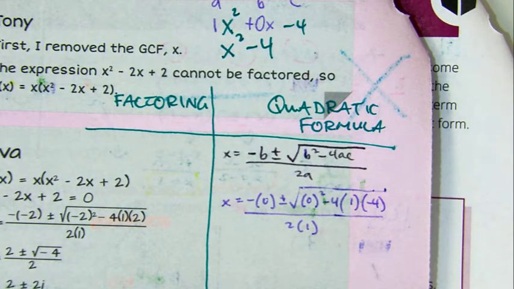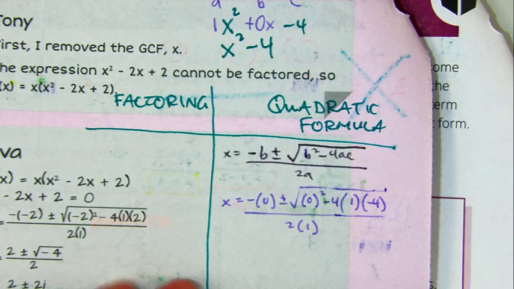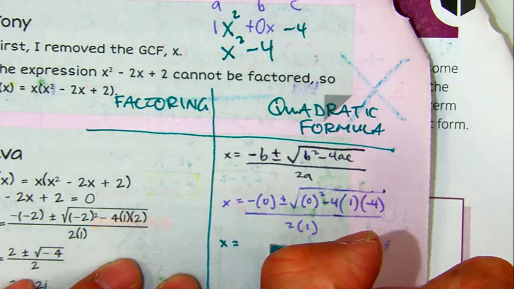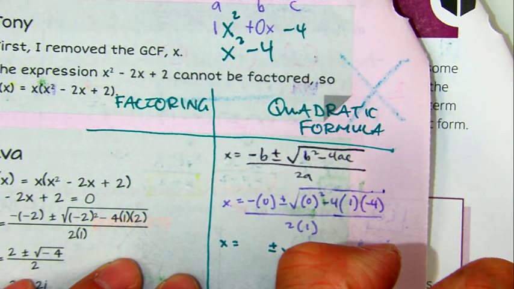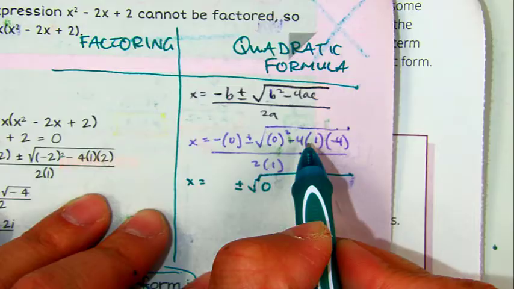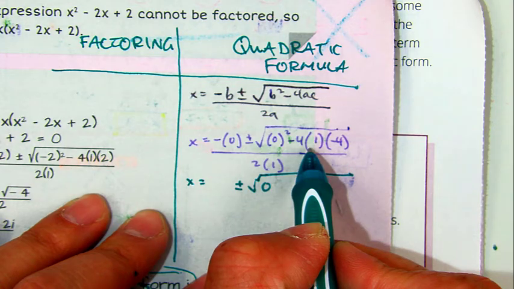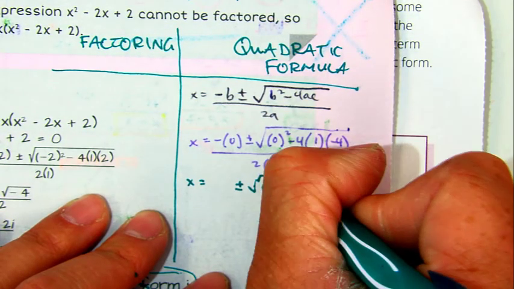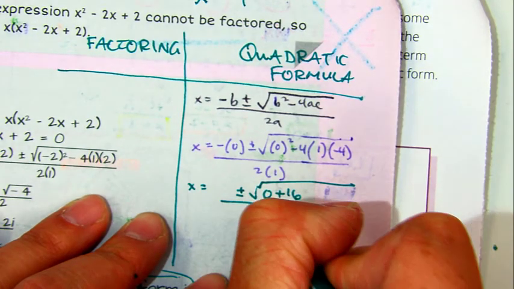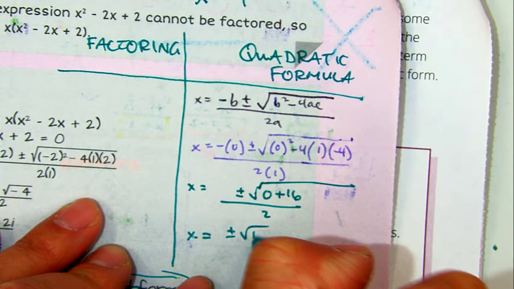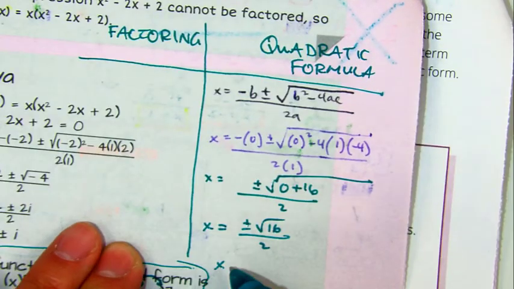Thank you, Alex. Camille, let's simplify this. Opposite of 0. And we don't have to even write 0, right? So I have plus or minus. 0 squared? 0. Negative 4 times 1? Negative 4. And negative 4 times negative 4? 16. Positive 16 over 2. Camille, 0 plus 16? 16. And square root of 16?